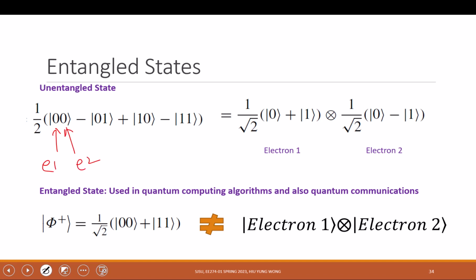You can think about spin up, spin up; spin up, spin down; spin down, spin up; and spin down, spin down, right? Both of them are spin down. So these are the possible basis states. Now I can factorize this so that it becomes electron 1 times electron 2, right? We'll talk about this later, the tensor product. But there are some states that, no matter what you do, you cannot factorize. And they are called entangled states. Entanglement between the electrons, right? Let's see what it means.